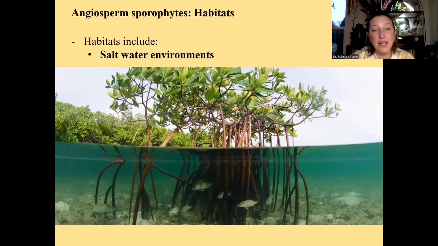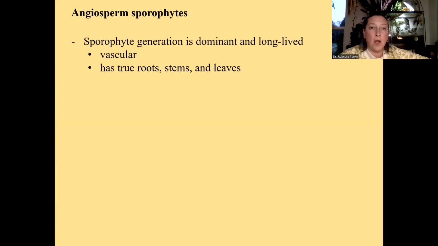Saltwater environments. So maybe you've been down to Florida or the tropics or Central or South America, and you've been along the coast and have seen plants growing in the ocean, right? For example, these mangroves. Those are examples of flowering plants. All right. So now we know what the forms look like. Now we know where we can find them. So now let's talk about the actual parts of these plants a bit.